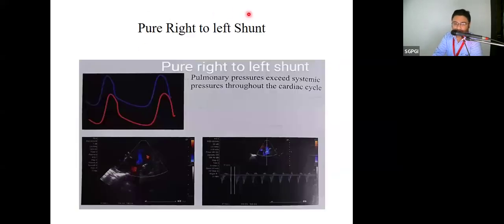So this is a pure right to left shunt. This thing is the pulmonary artery, and it is above because the pressure is more. This is the pulmonary artery and this is the aorta. As you can see in the previous diagram, mostly the picture was above the baseline. Here, because of the reversal, there is right to left shunt.